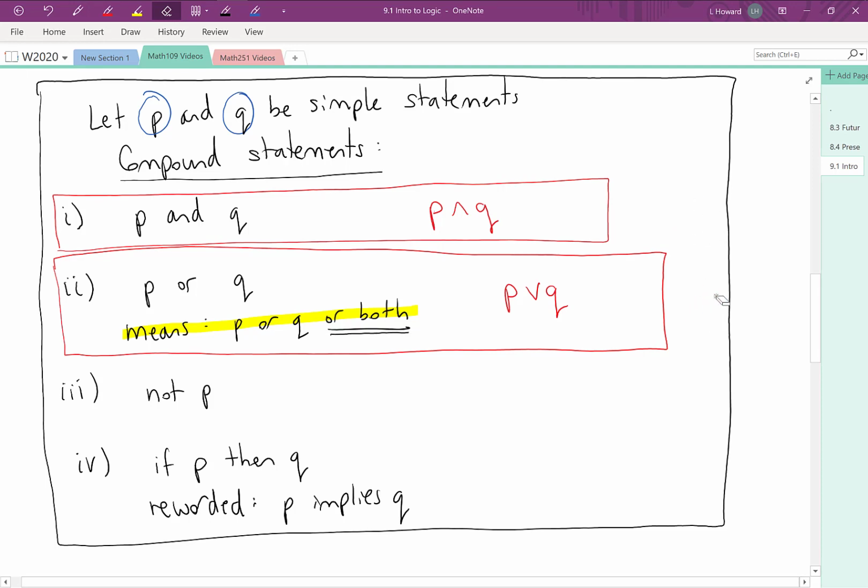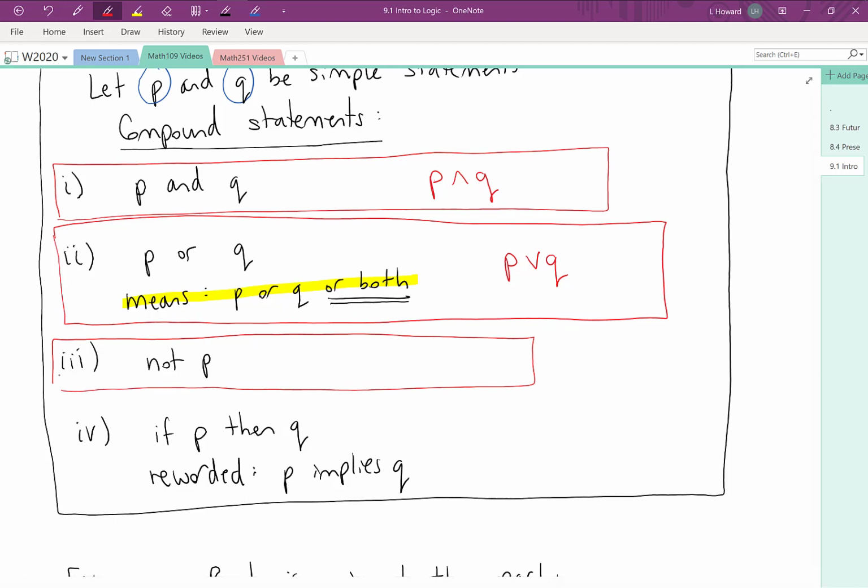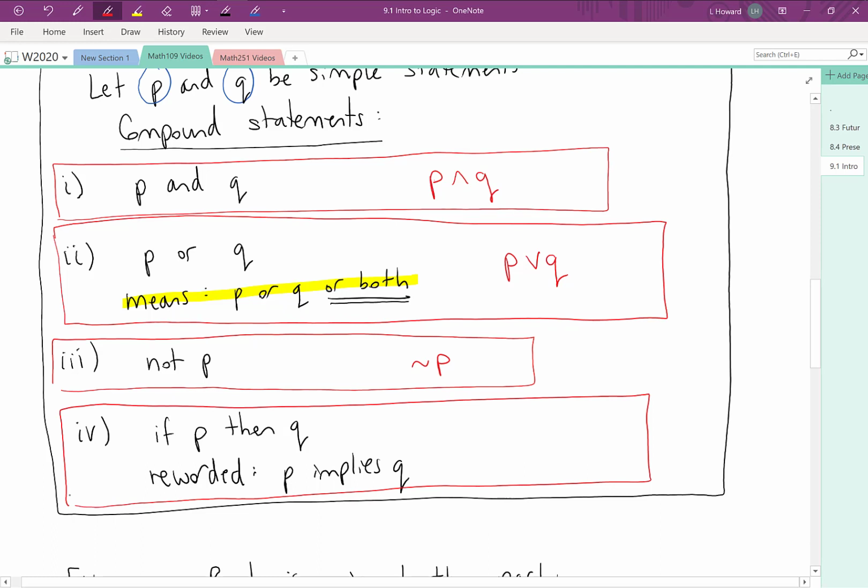All right, so a couple more of these compound statements to look at. Sometimes we want to negate a certain statement, meaning to say it's not true or it didn't happen. So not P, we're just going to write with a little tilde in front of the P, or a little squiggle in front of the P. That's our not symbol.